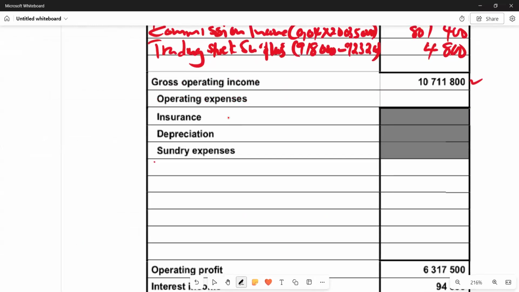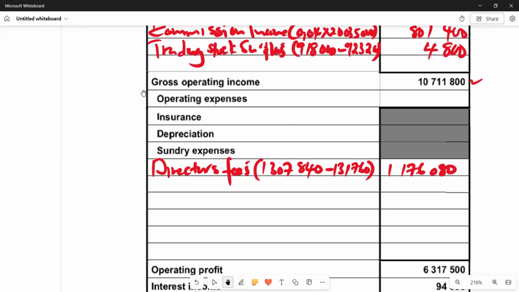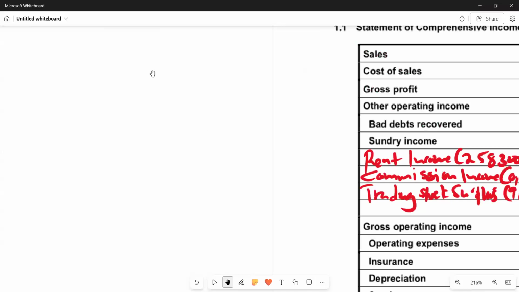So we say directors' fees in the brackets, we are saying 1,307,840 minus 131,760. And then the amount that you are going to get there is 1,176,080. So this is what we have. Then we can go to our list of balances and try to identify another expense after that one.